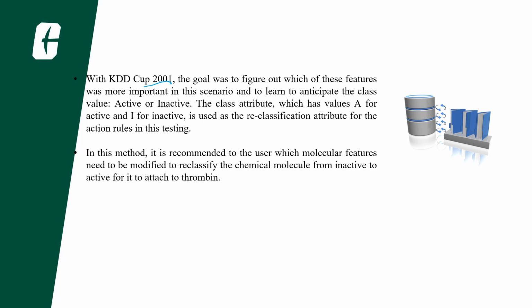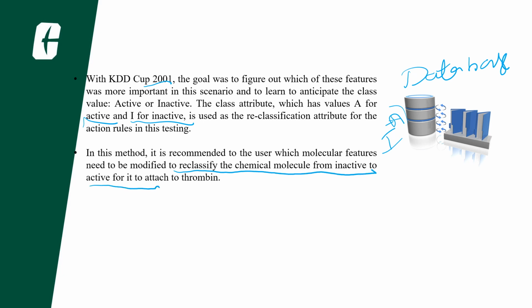The class attribute, with values A for active and I for inactive, is used as a reclassification attribute for the action rules in the testing, and it is located in the database. In this method, it is recommended to the user which molecule features need to be modified to reclassify the chemical molecules from inactive to active for it to attach to the thrombin, and it is stored in the database by converting inactive molecules to active.